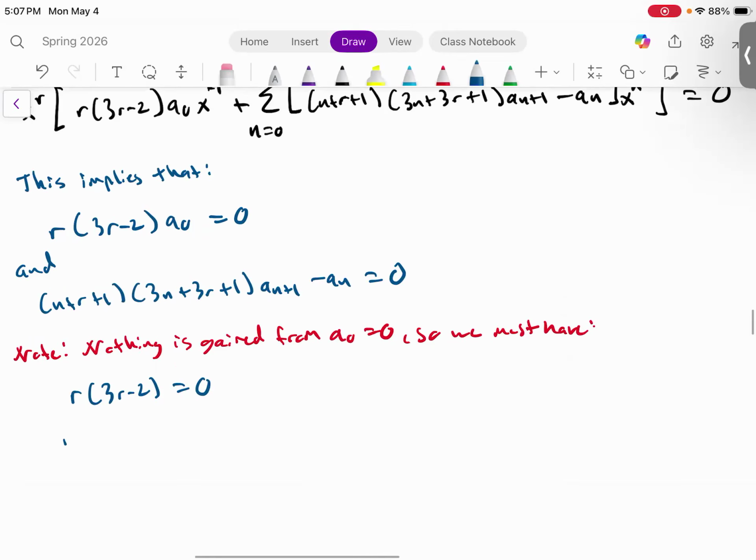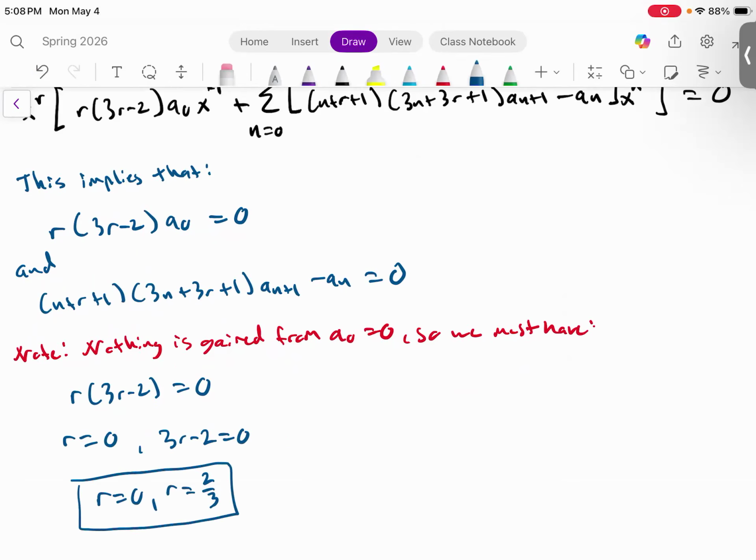Okay, so we would have R equals zero and, excuse me, 3R minus 2 equals zero. So we would have R equals zero and R equals 2/3. So these are our what's called initial roots. Okay, so these are a part of our solution.